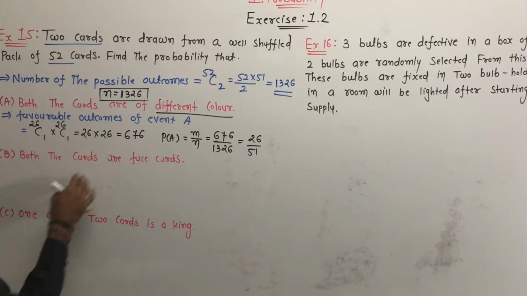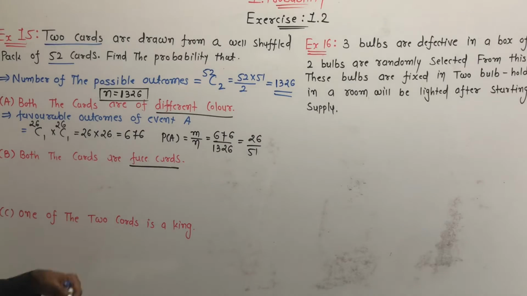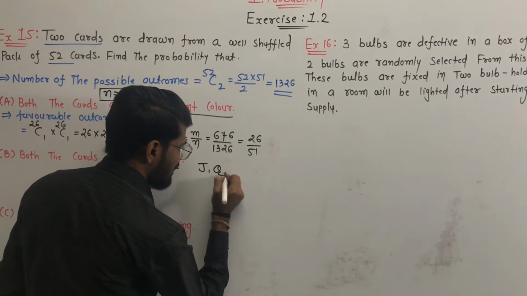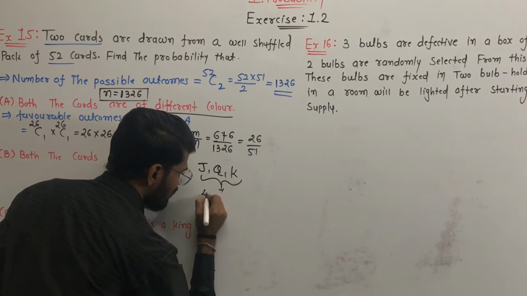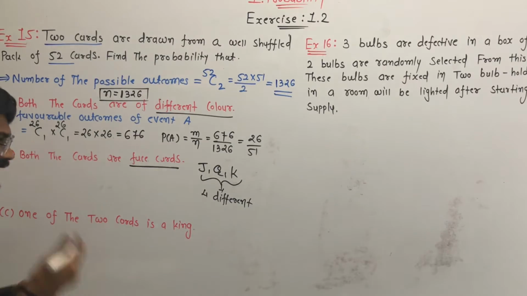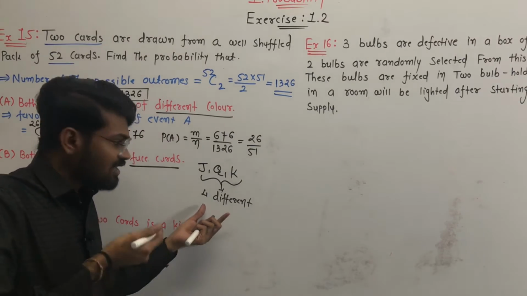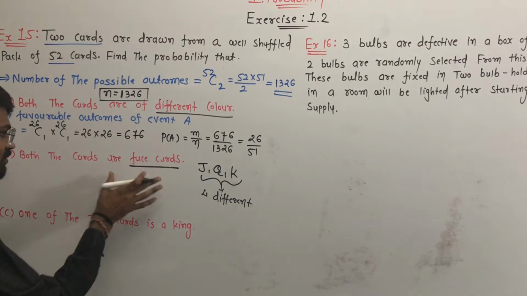The second event is that both cards are face cards. How many total face cards are there in the 52 cards? Total face cards are 12: Jack, Queen and King of 4 different suits, spade, diamond, heart and club. Each suit has a jack, queen and king, so there are a total of 12 face cards.